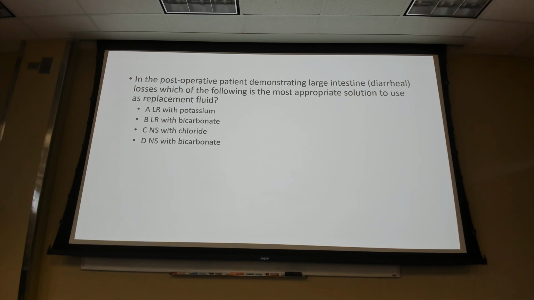All right, so you have a post-op patient demonstrating large intestine losses. What fluid solution is appropriate for replacement? Well, which one did we talk about there and why? So obviously, we want to use LR preferably, and then we want to add some potassium to it. Especially with the diarrhea losses, we might be concerned that the potassium might need to be repleted, so we'll add it to it.